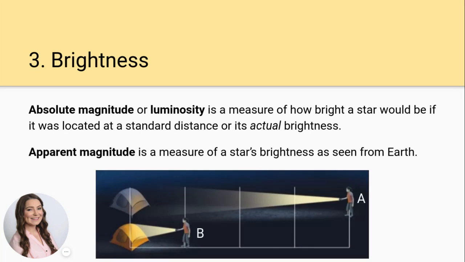The sun is the star with the greatest apparent magnitude in our sky. While it has an average absolute magnitude, it is so much closer to Earth than any other star, it appears the brightest.